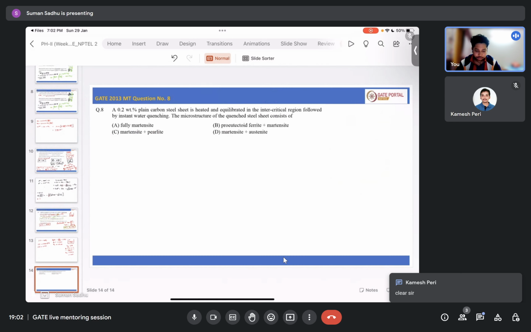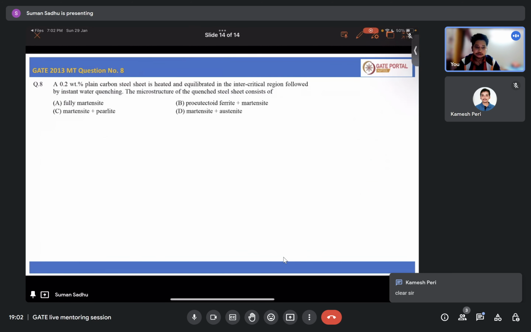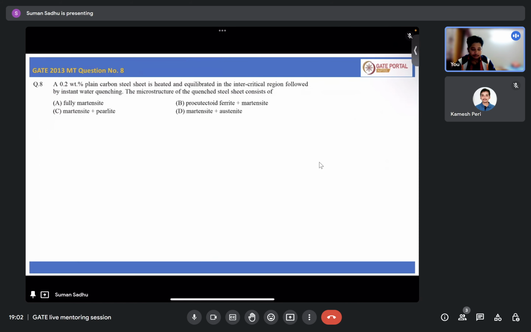Okay. So now let us move to the last question of today. This is one question from the phase diagram. This is question number 8 of GATE 2018, metallurgical engineering. A 0.28% plain carbon steel sheet is heated and equilibrated in the intercritical region, followed by an instant water quenching. The microstructure of the quenched steel sheet consists of. So do you know what will be the answer? How can we approach this one? It is a very easy question, by the way.